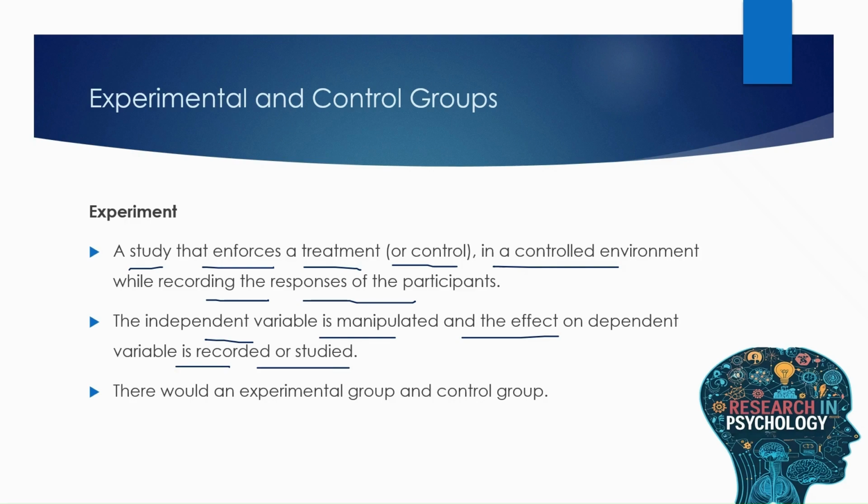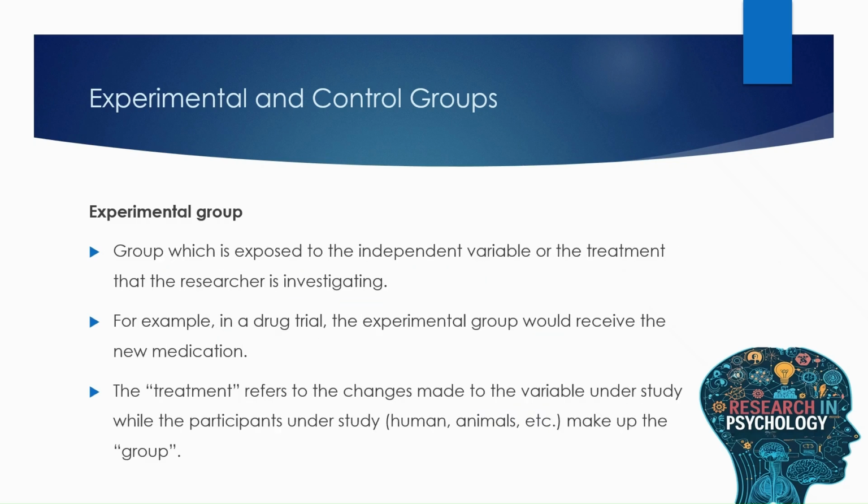Okay, we know what is an independent variable, right? This is the variable that is manipulated or controlled by the researcher, and the dependent variable is the effect of that manipulation or control, right? So in an experiment, the researcher will be manipulating the independent variable and the effect will be recorded. And in an ideal experiment, you will have two types of groups. First would be the experimental group on which you will be performing the study, and the second would be the control group. All right.